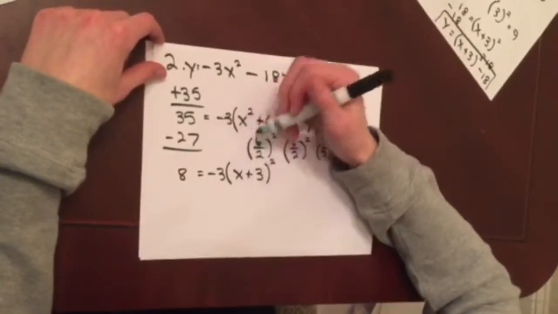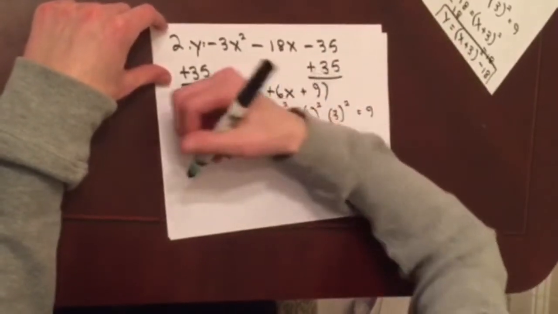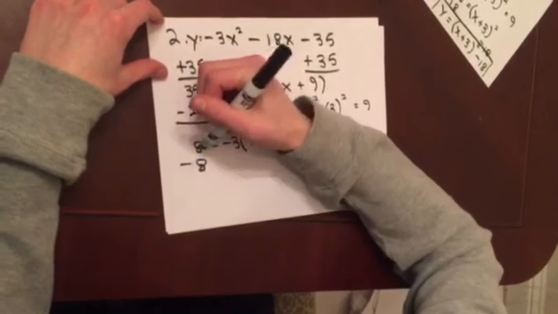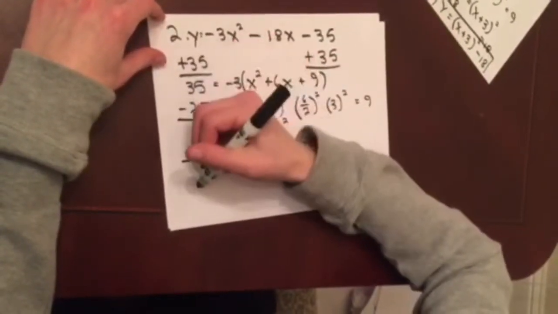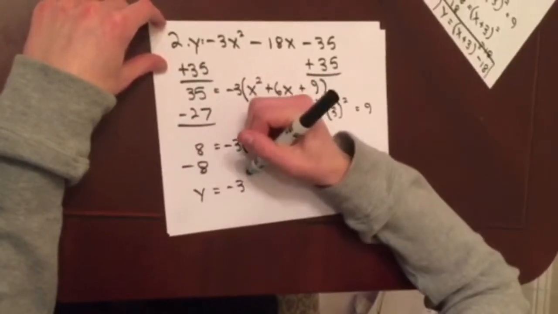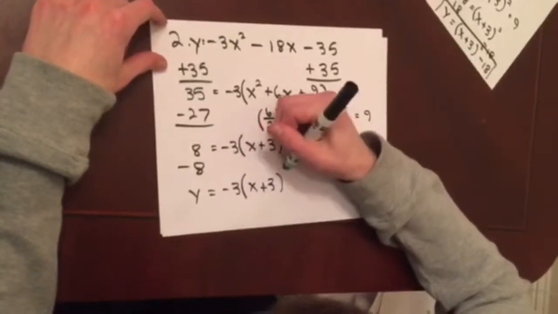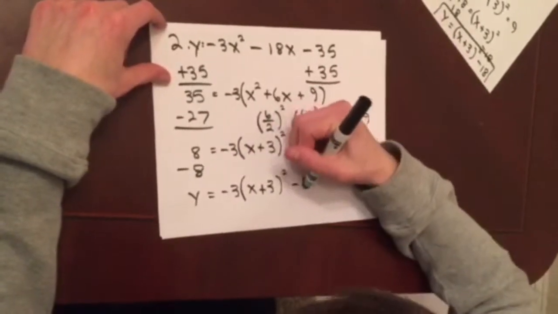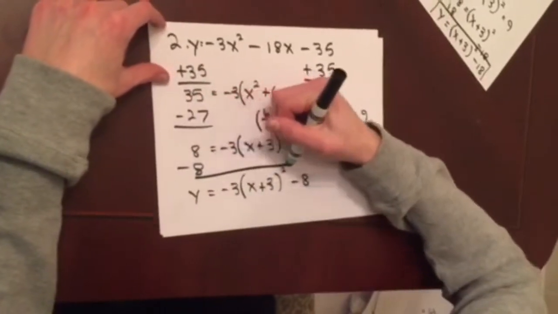This is now a perfect square trinomial, which was the goal here. So now we're going to subtract 8 from both sides so that this term is moved over. So now it becomes y equals negative 3 x plus 3 squared minus 8. And it's now in vertex form.